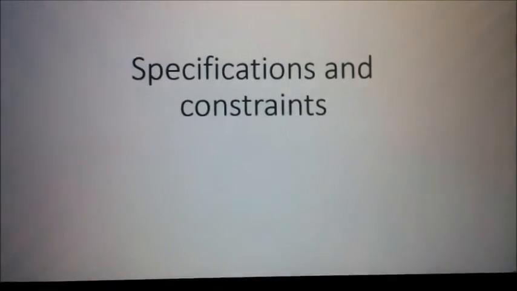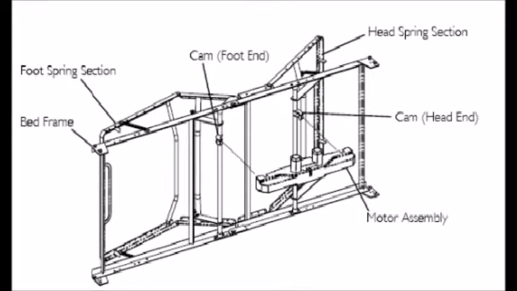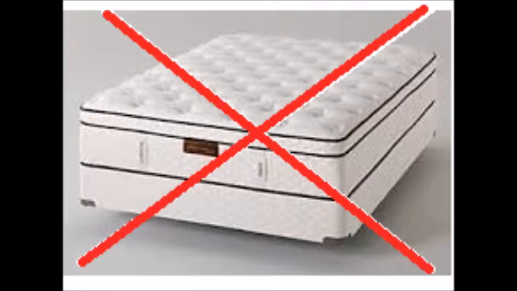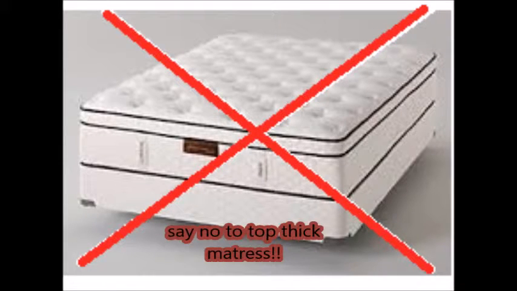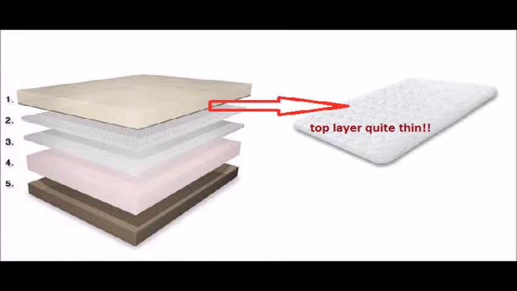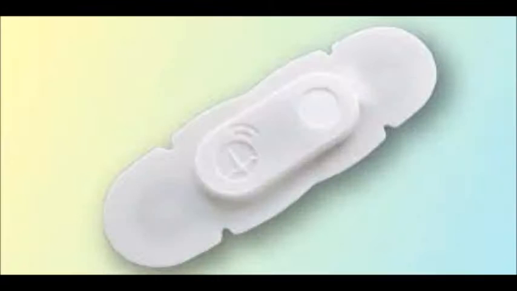Next, specifications and constraints. Firstly, the bed design is very important, because we have to consider the fact that we will be placing the sensor in between the mattresses. Therefore, the hospital bed mattress must not be too thick. We would suggest that the top layer, where the patient's body is in contact with the hospital bed, be just a thin layer. Then, the sensor will be placed in between the top layer and the rest of the hospital bed in order to sense the patient's condition.